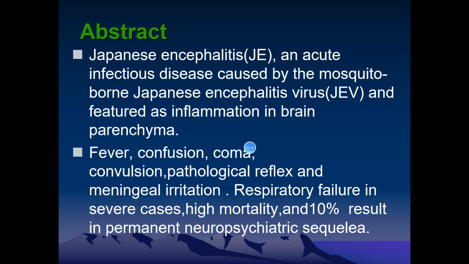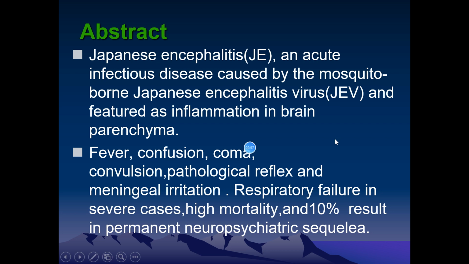Okay, now we see the abstract. Epidemic encephalitis B is also called Japanese encephalitis. In the world, it is an acute infectious disease caused by the mosquito-borne Japanese encephalitis virus and featured as inflammation in the brain, paroxysmal fever, confusion, coma, convulsion, pathological reflex, and meningeal irritation. The fatality of the disease is about 25% to 30%, and 10% result in permanent neuropsychological sequelae. So this disease is terrible.